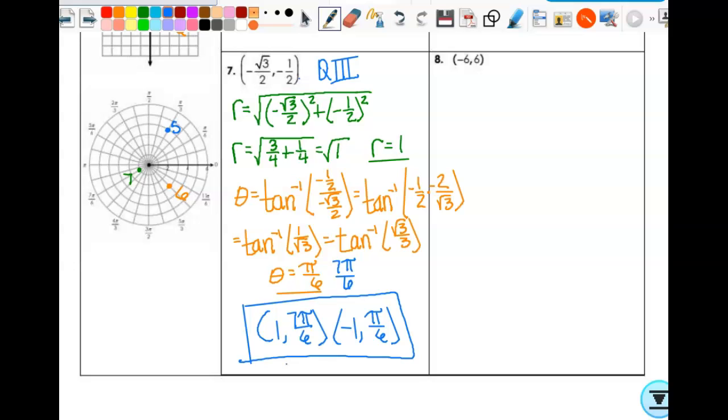Anything? We good? How many Delta Math assignments do you have? 2. Do you want to do the one that goes with this first or the one that does completing the square? Completing the square. Do that one first, okay? And you have some time left, so do that now.